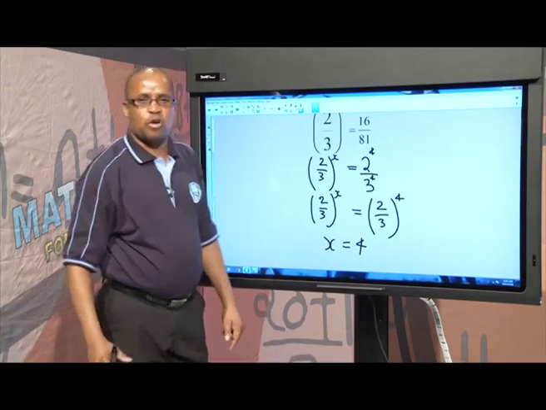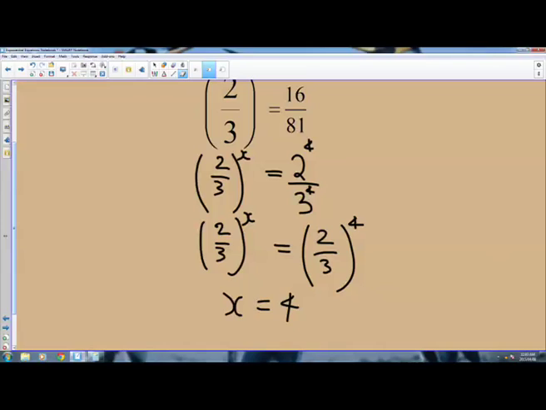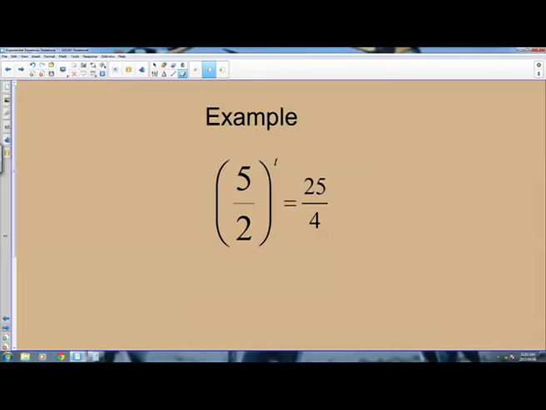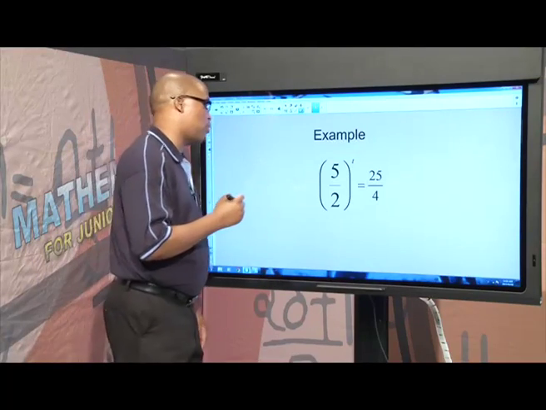This is how we solve exponential equations. Make sure that the bases on either side of the equal sign are the same. Then, by doing so, the job is half done. Let us have a look at the last example under this component. 5 over 2 raised to the power t is equal to 25 over 4. We are to solve for the variable t. So how do we solve for the variable t?